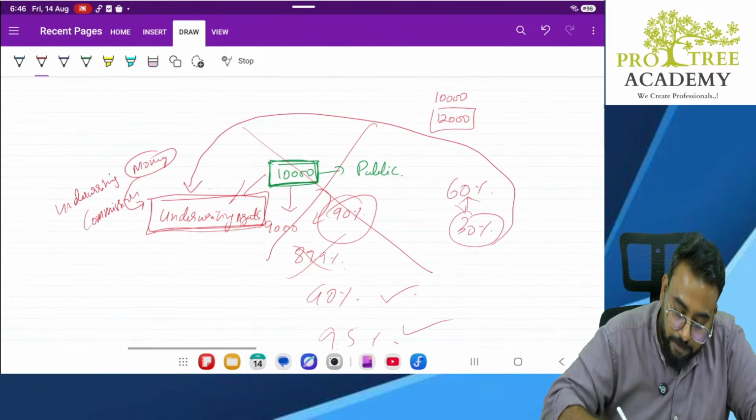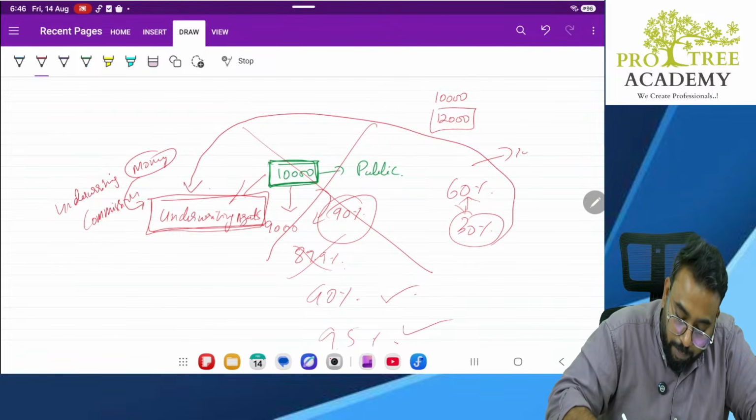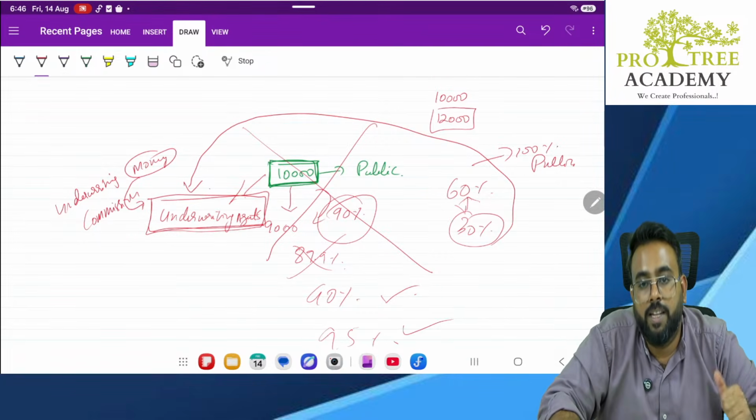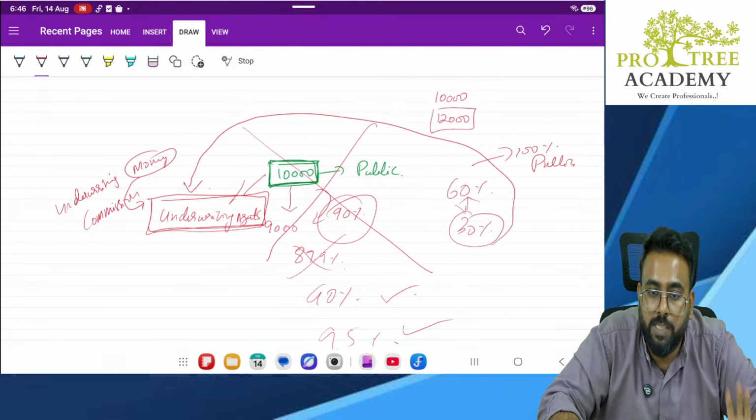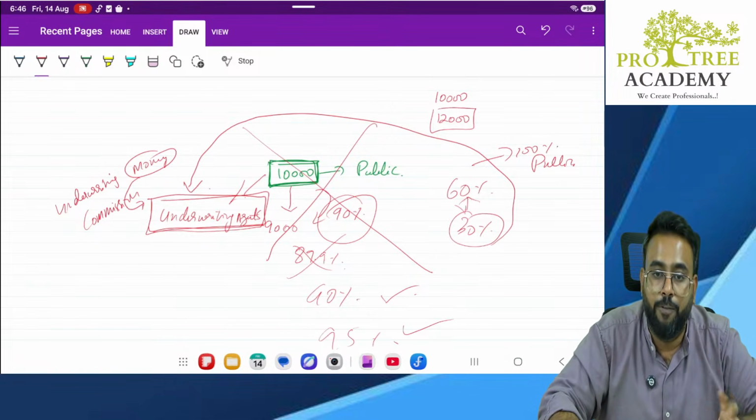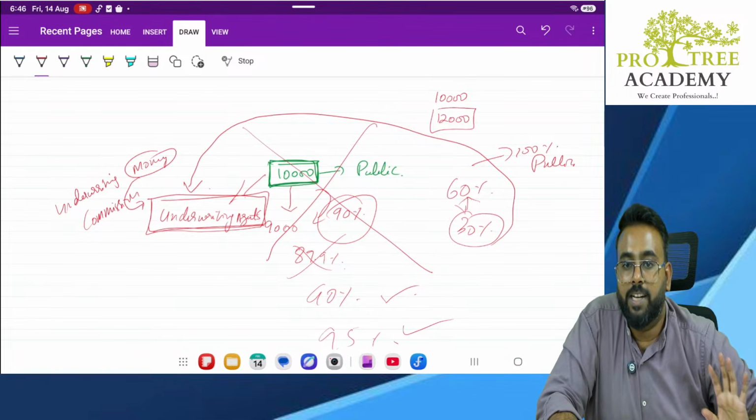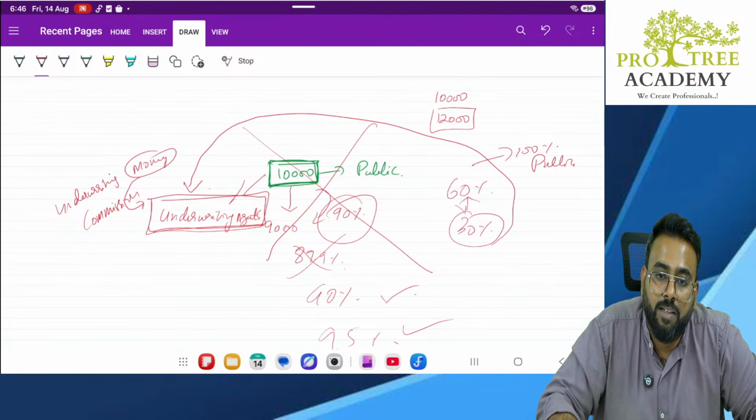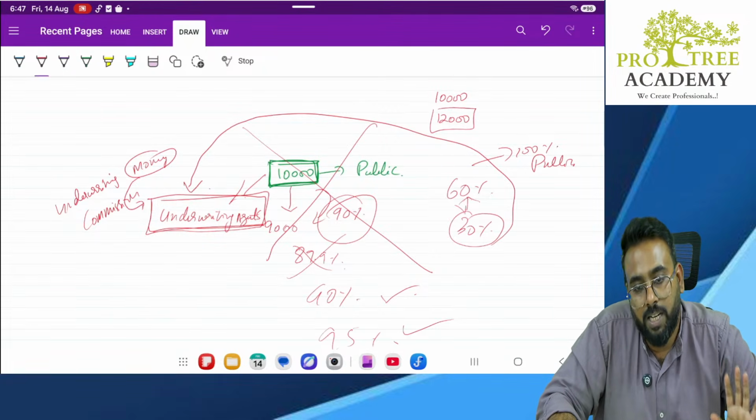Sir, what if the shares are 100% applied for by the public only? Then why should I pay underwriting commission? No, sir. Whether they apply 100% or don't, you have to pay the commission. Why? Because it is like insurance. If they don't apply, you will get the benefit. If they apply, you will not get any benefit, still you have to pay the money.